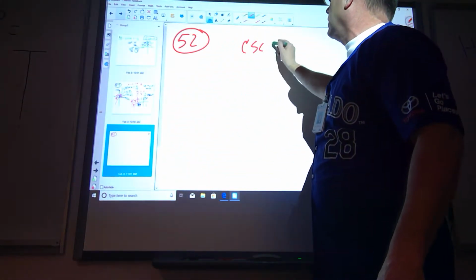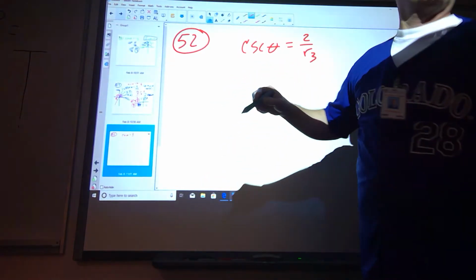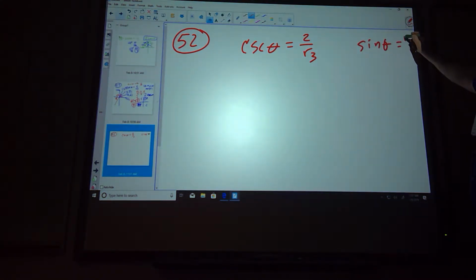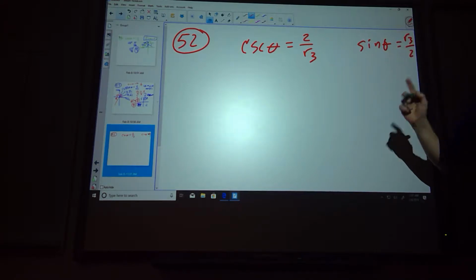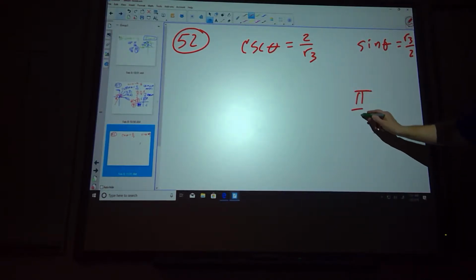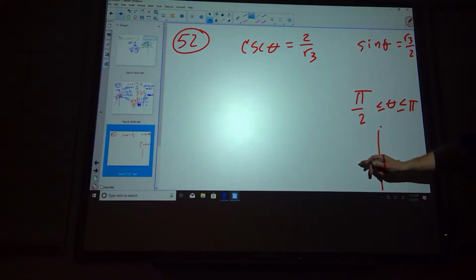So it's asking for cosecant. That's the reciprocal of what? Reciprocal of sine. So what we're really looking for is the angle where sine is root 3 over 2. So that's a y value, right? But then it also said in number 52, we're going to go between pi over 2 is less than or equal to theta is less than or equal to pi. So what quadrant are we talking about here? Quadrant 2, right? Because pi halves is here, pi is here.